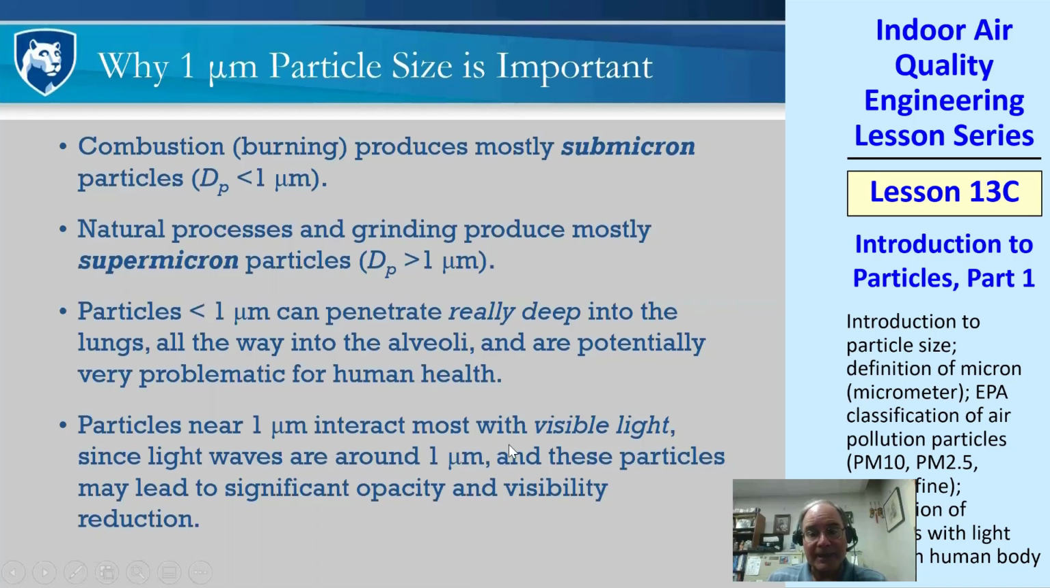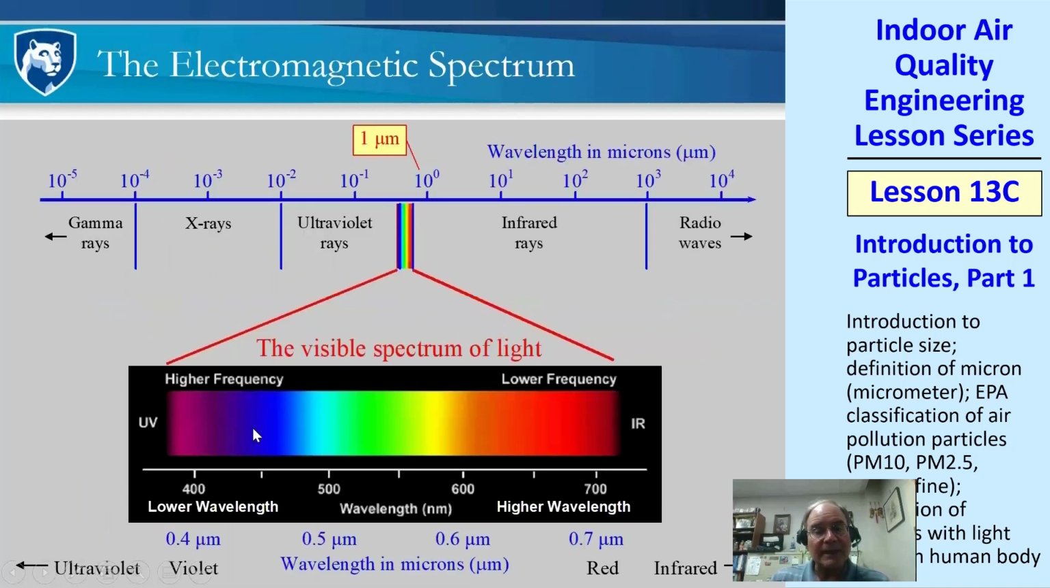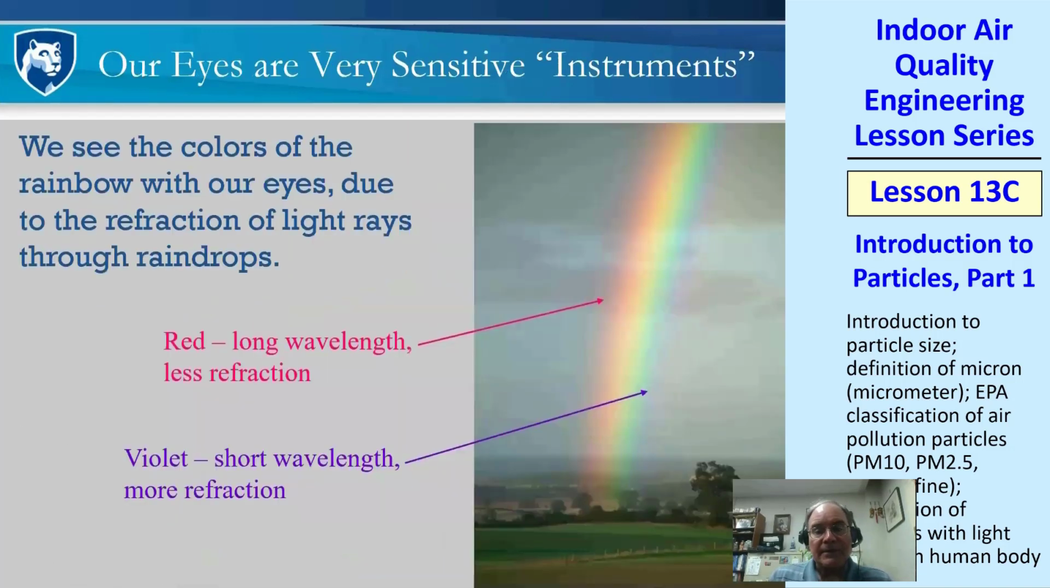They also interact most with visible light and light waves. This is the visible spectrum of light from about 0.4 microns roughly to 0.7 microns. Actually 0.33 is more accurate to 0.7 is the wavelength of light, from the ultraviolet up to the infrared and beyond that. This is infrared beyond here, ultraviolet that way. And so all the colors of the rainbow that you see are due to refraction of light rays through raindrops right after it rains. We all enjoy a rainbow. So you can see the reds and violets and then the yellows, greens, and blues.